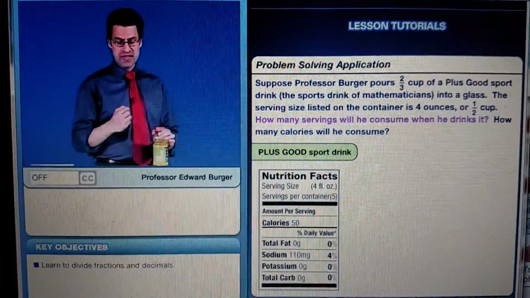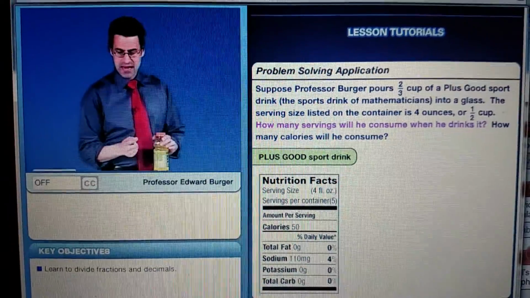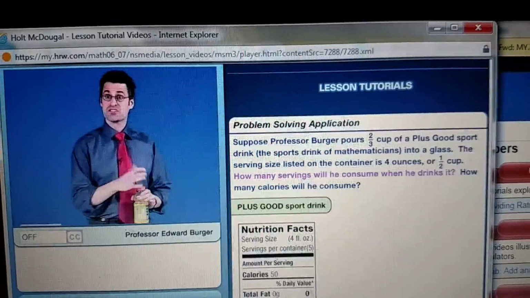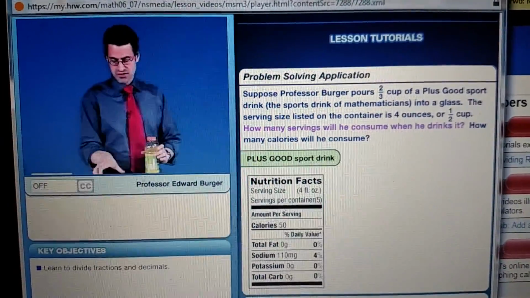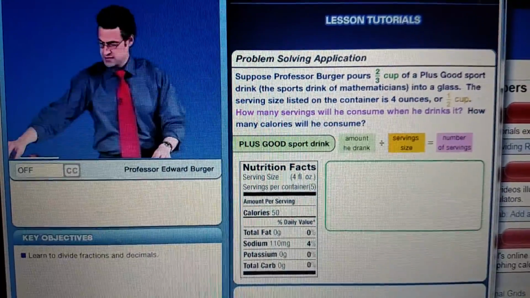Well, we can think about this because I want to know basically how many halves divide into 2/3, because the serving size is a half. So that's just a division question. How many halves divide into 2/3?